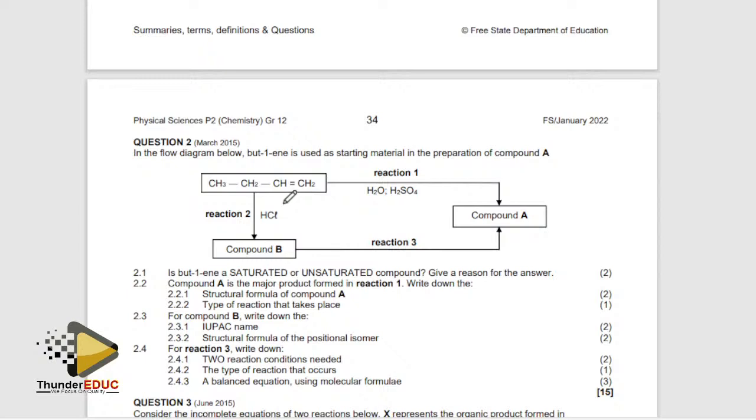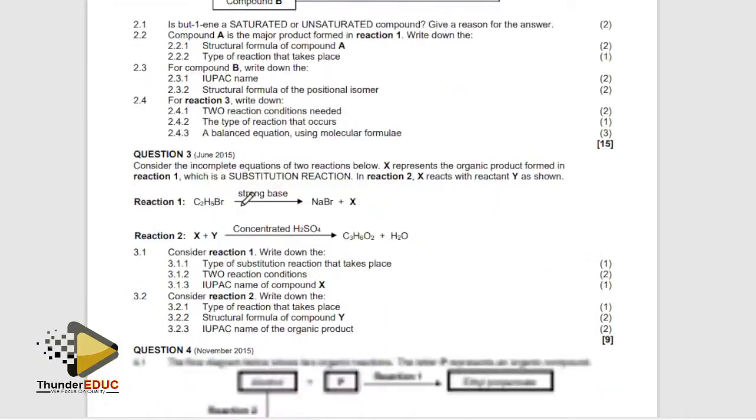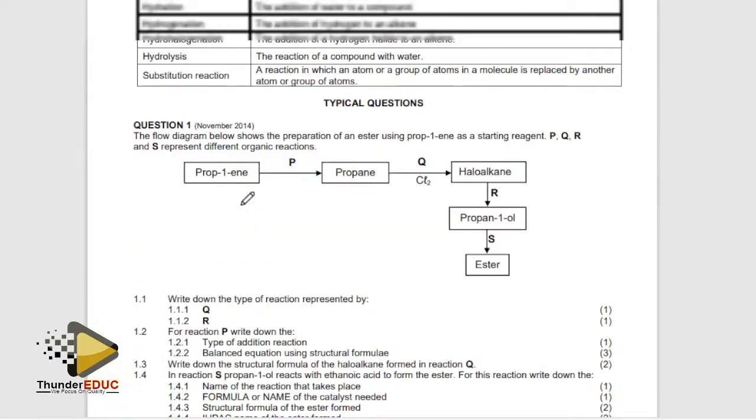Yeah, someone asked for a question that involves calculating the empirical formula. Usually they give us the mass of the hydrogen. This one is asking me to do a simple question which involves the empirical formula.